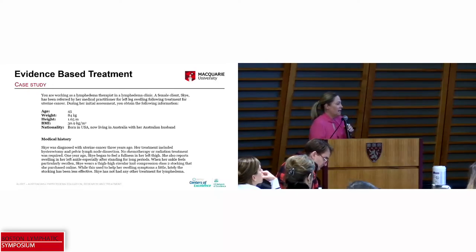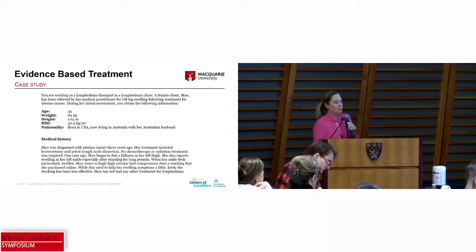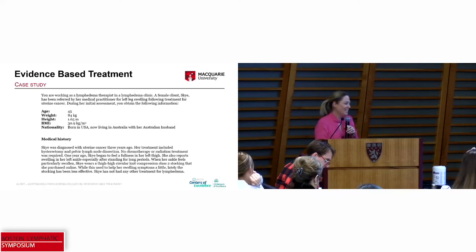So Skye comes along to your clinic. She's 45 years of age, 84 kilograms. Sorry, that makes her about 185 pounds, I think. She's got a BMI of 30.9. She's actually American, and I didn't even make her up for this group. She's an American lady living in Australia with her Australian husband. All of our case studies are based on real patients in our clinic.